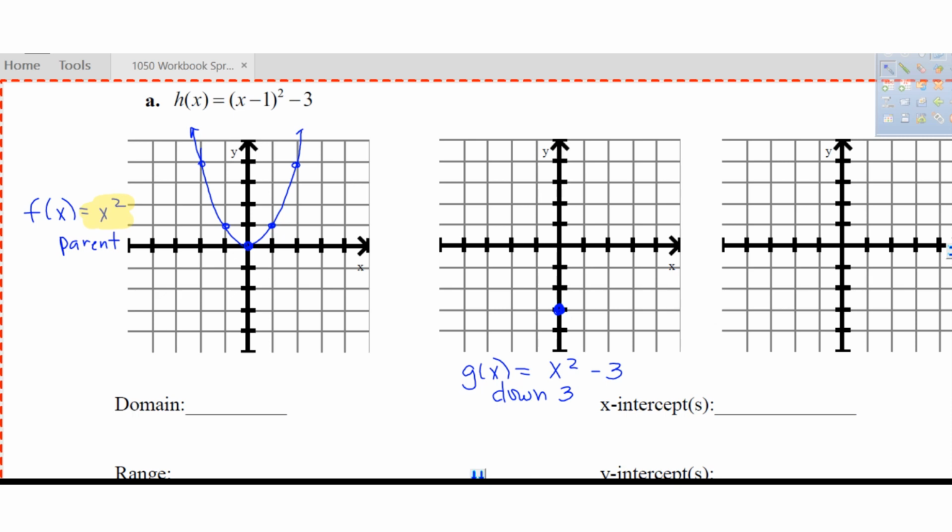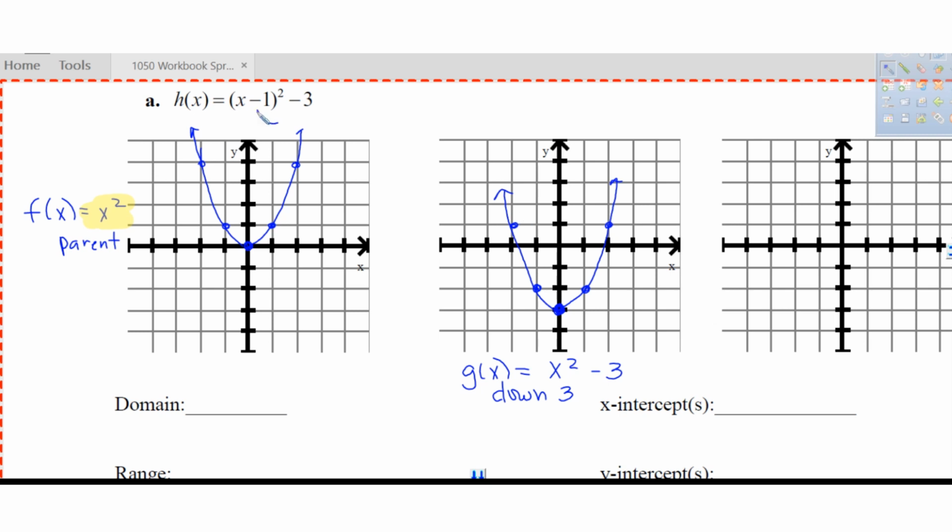There's your vertex. Normal stretch. Right 1, up 1, left 1, up 1. Right 2, up 4, left 2, up 4. Curve in that graph. Why do I keep saying normal stretch? What does that mean, normal stretch? The number in front of the x to the second so far has always been, tell me, has been 1. So it's been normal, okay?